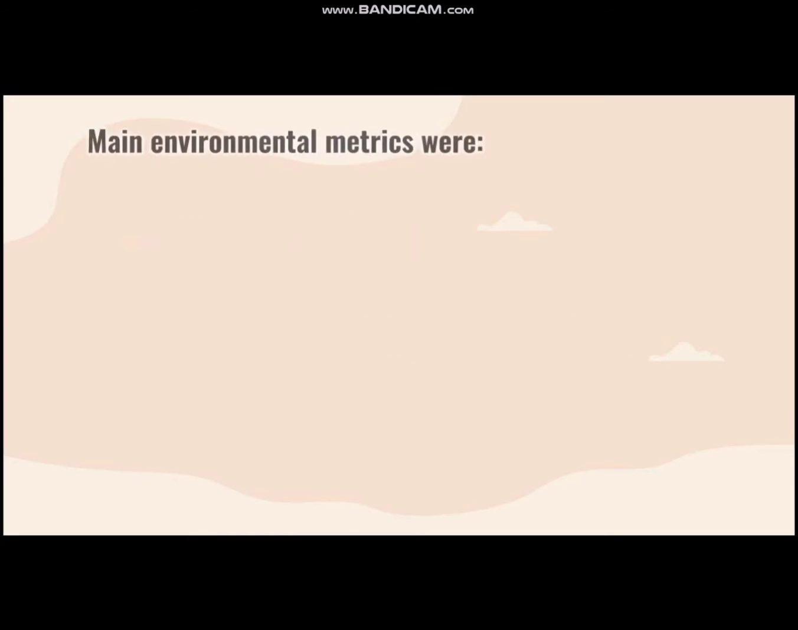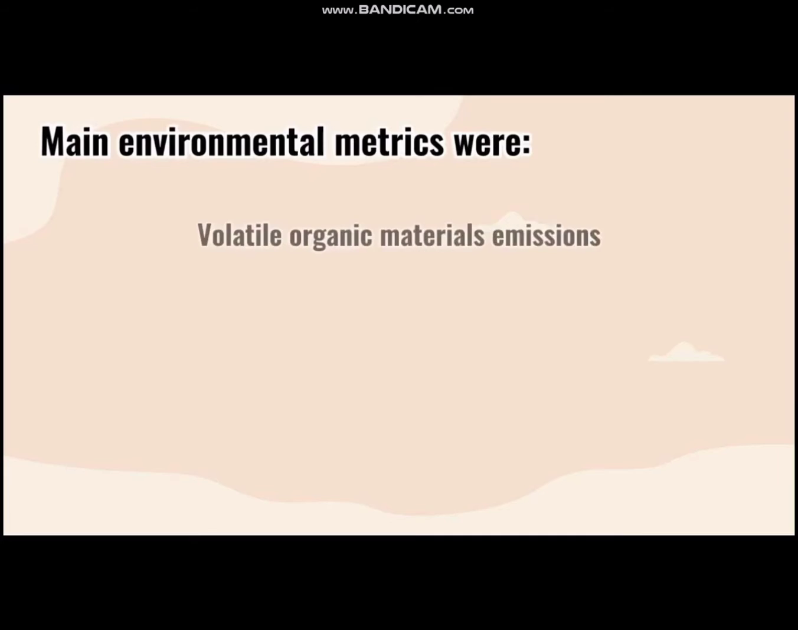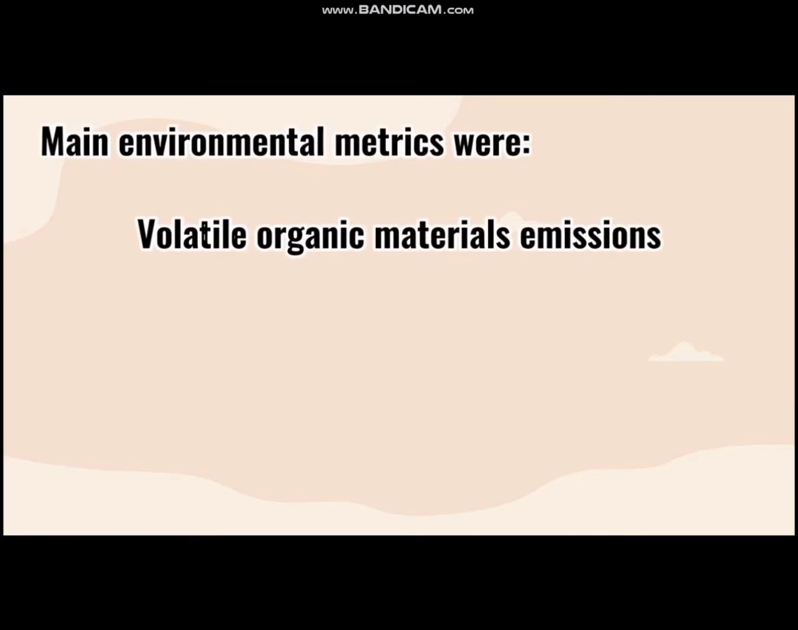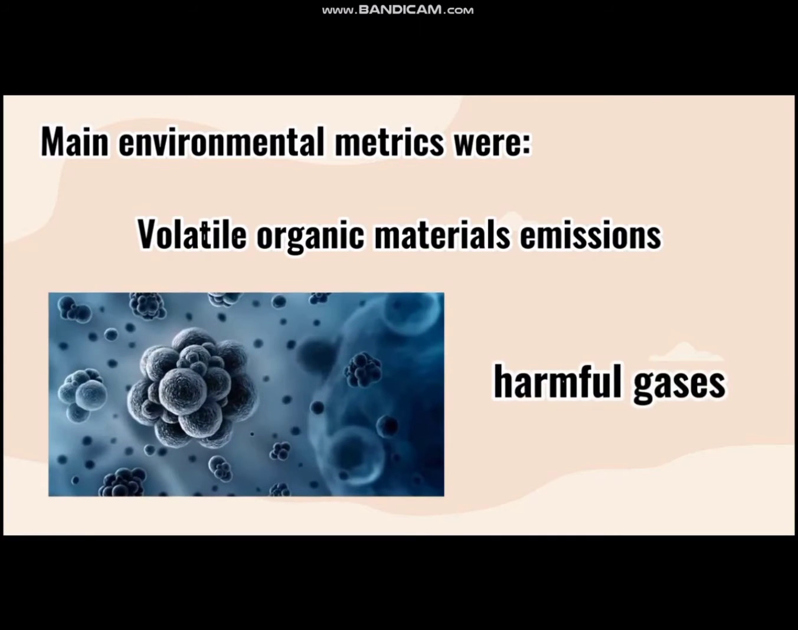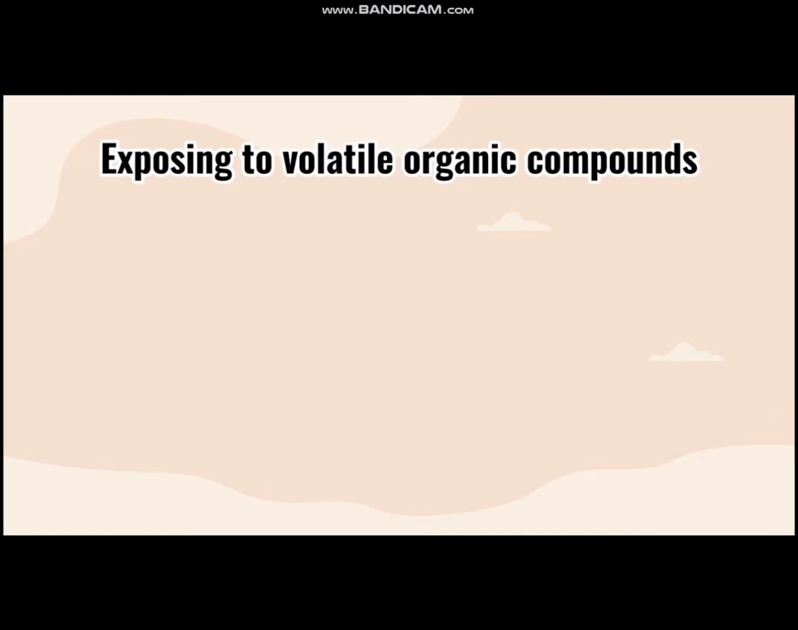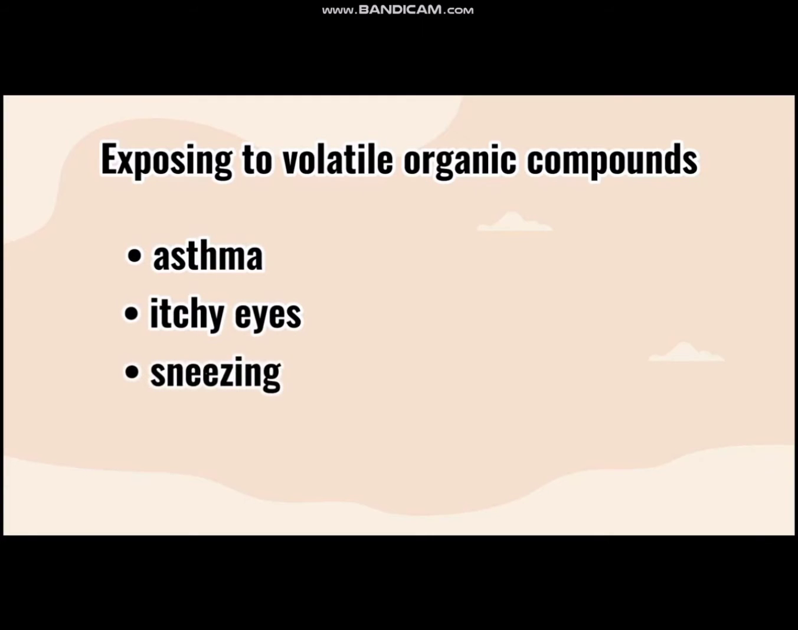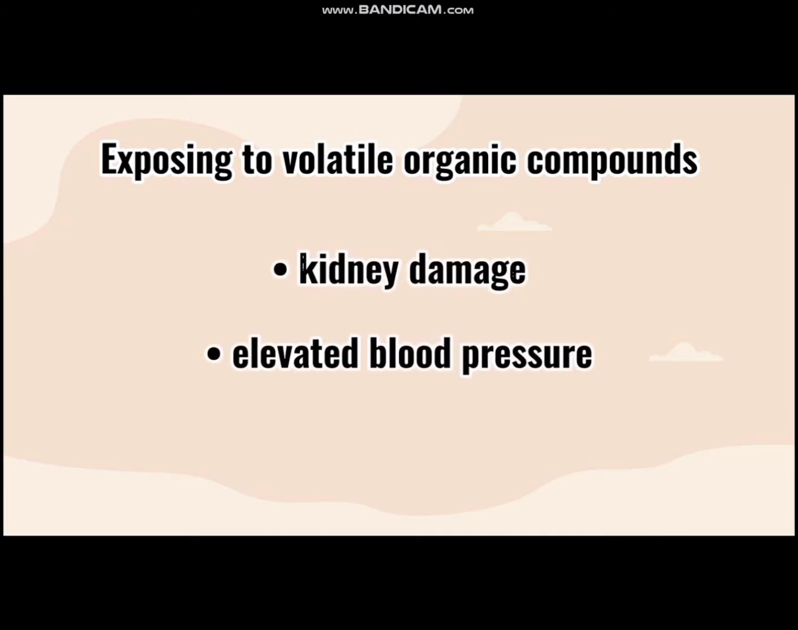Some of the main environmental metrics were volatile organic compound emissions, which are harmful gases emitted by certain products or processes. Exposure to volatile organic compounds can result in asthma, itchy eyes, sneezing, runny nose, and headache. Long-term exposure to volatile organic compounds can cause kidney damage and elevated blood pressure.